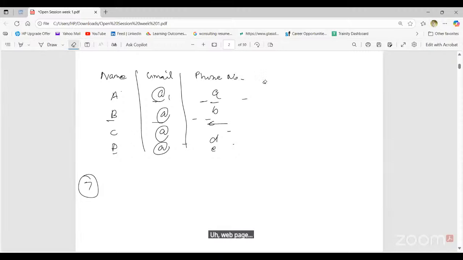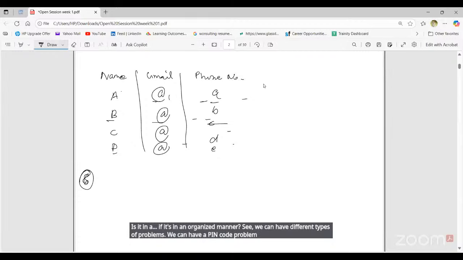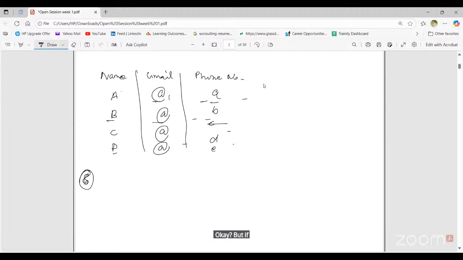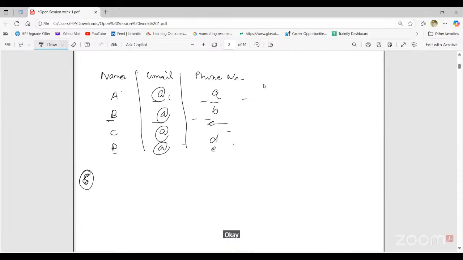A web page and pin code is also structured data, right? If it's in an organized manner. See, ma'am, we can have different types of columns. We can have a pin code column. We can have a Gmail column. We can have different kinds of columns. If it's in a different column and we can distinguish between the different categories, then that's structured data. If you're not able to distinguish, then that's not structured data. Okay, thank you, ma'am.